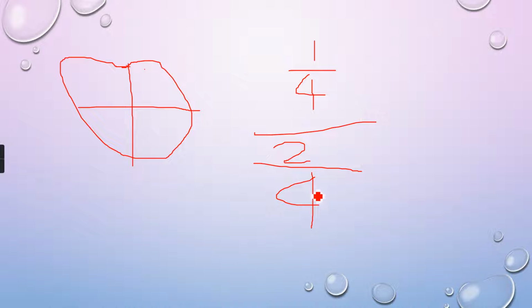So what do you mean by 1/4 and 2/4? It means that first day he ate 1 part from 4 parts. How many parts are left? 3. And second day he eats 2 parts. He ate 2/4. It means 2 parts. So it means 3/4 pizza he finished.